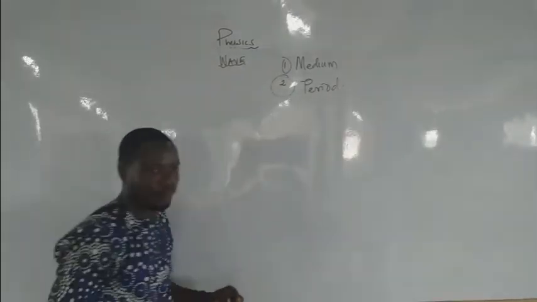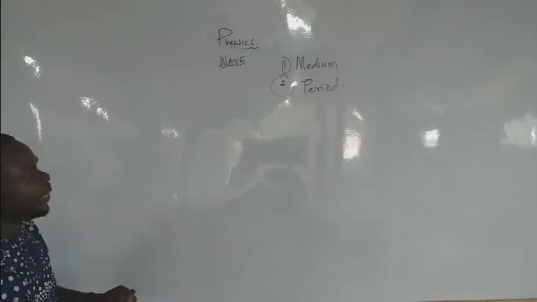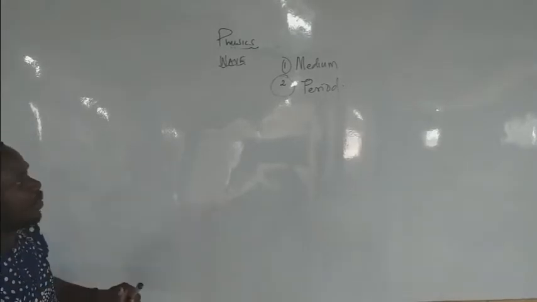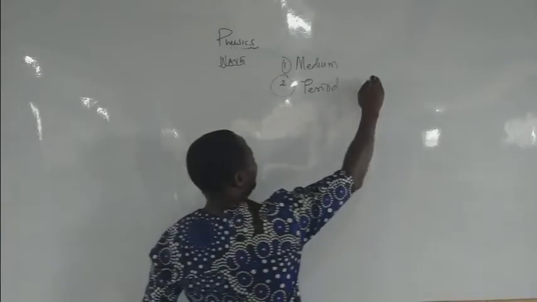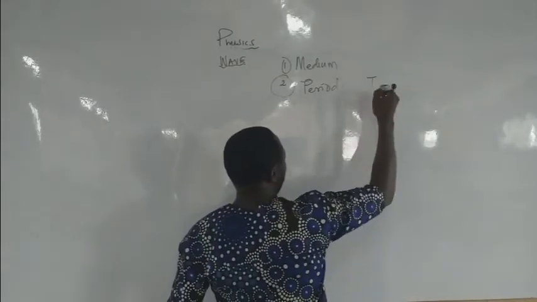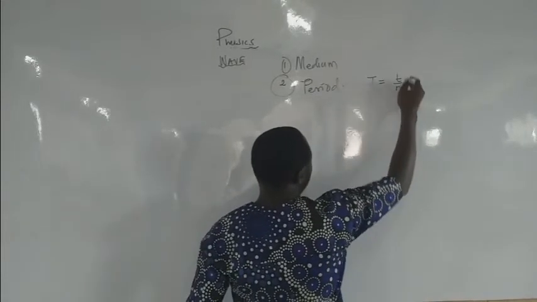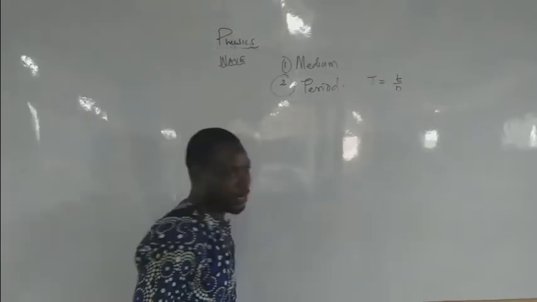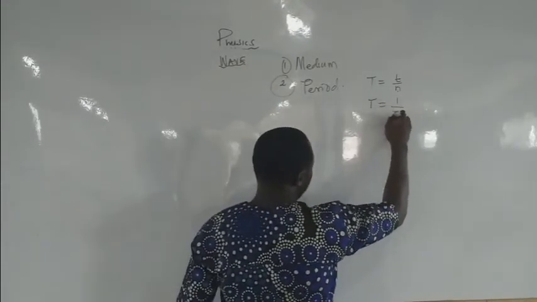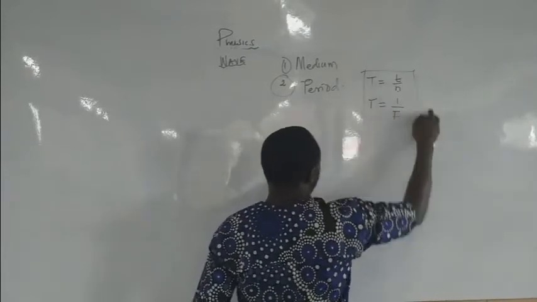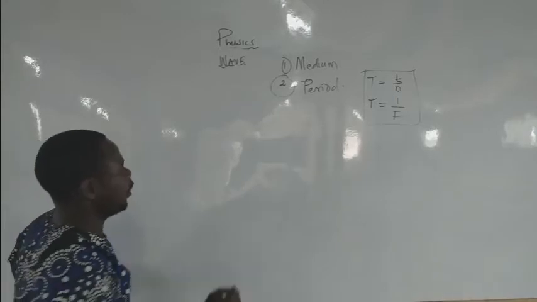What's the period? Period is the time taken for a wave particle to complete an oscillation. Now, it is expressed mathematically as T is equal to what? T over N, the time to complete an oscillation. It can also be written as T is equal to 1 over F. So these are the two major formulas we use to calculate the period of a wave.